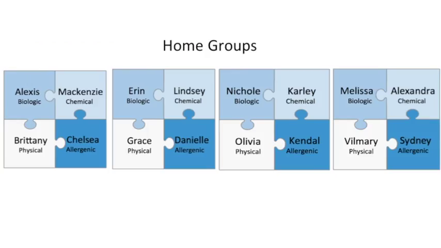When it comes to food safety hazards, there are 4 types: biological, chemical, physical, and allergenic. What we're going to do is place each student with their specific food hazard into a home group. So as you can see, Aaron has biologic, Lindsay has chemical, Grace has physical, Danielle has allergenic. And it goes on and on for each of the other 3 groups. Once these groups are established, we have what are called our home groups.